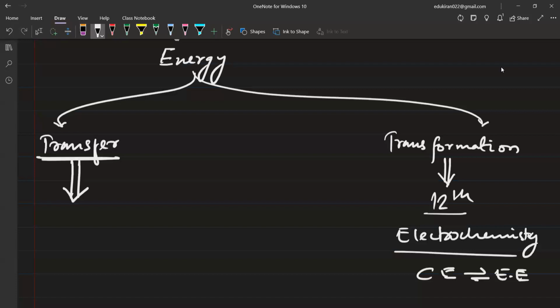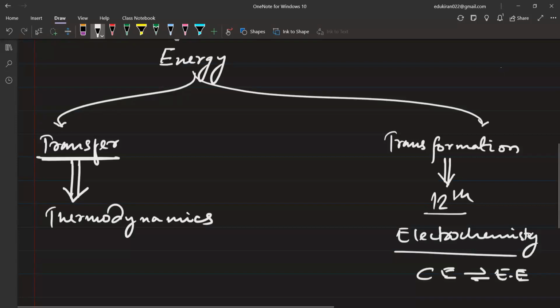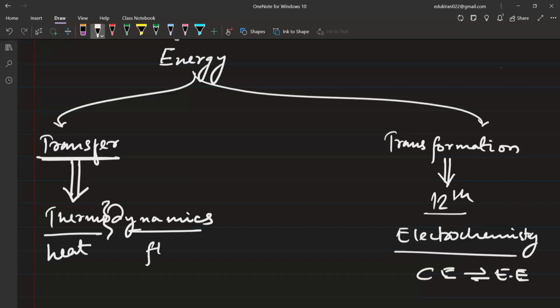For example, if I talk about heating a particular container, then we are transferring energy. And this particular chapter is thermodynamics. If you break the word, like Sandhi in Hindi, thermo means heat and dynamics means flow. So the flow of heat is thermodynamics. Basically, we'll be learning about thermodynamics, and especially thermochemistry, that means thermodynamics applied to chemistry.